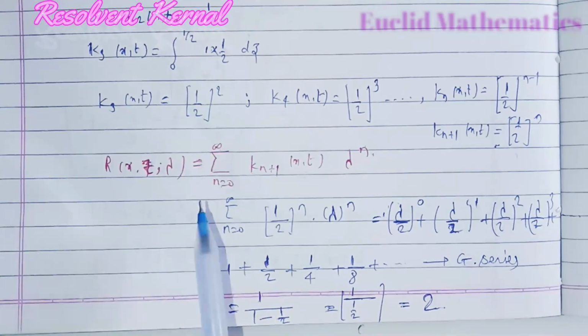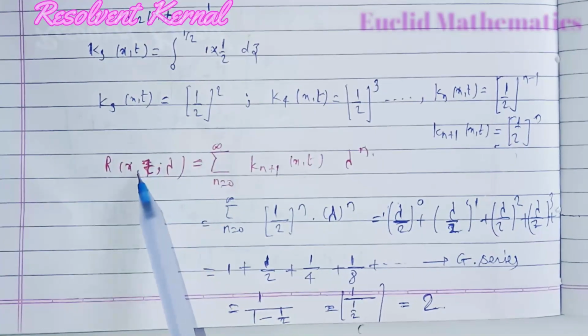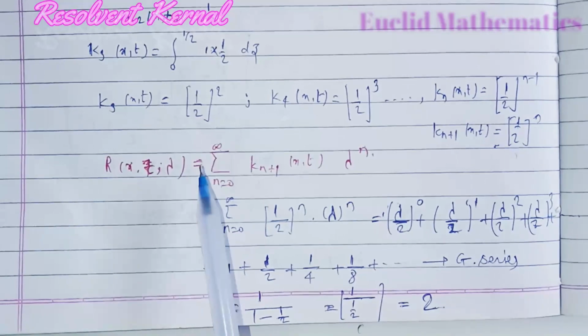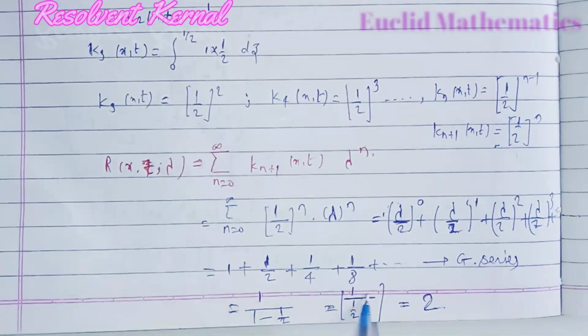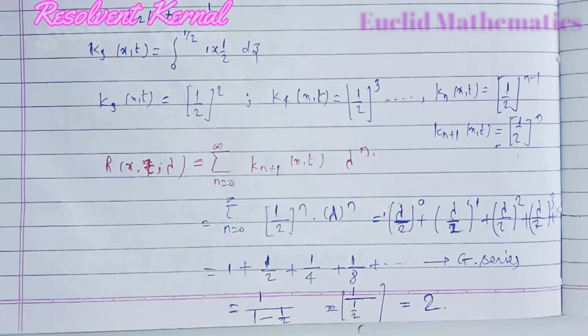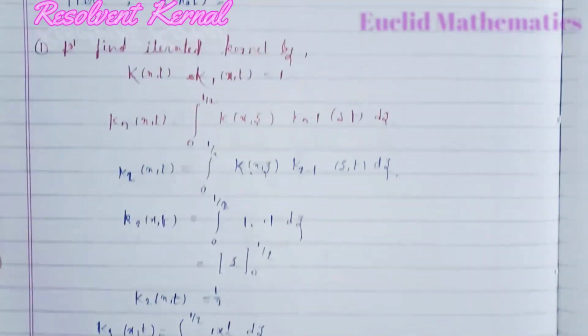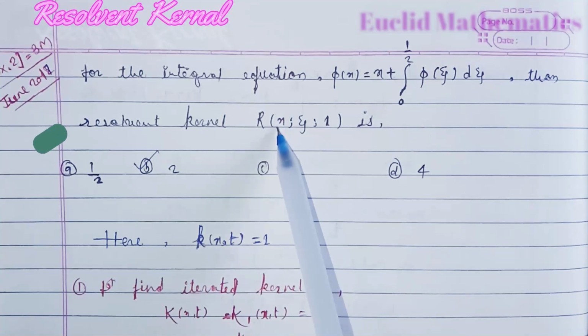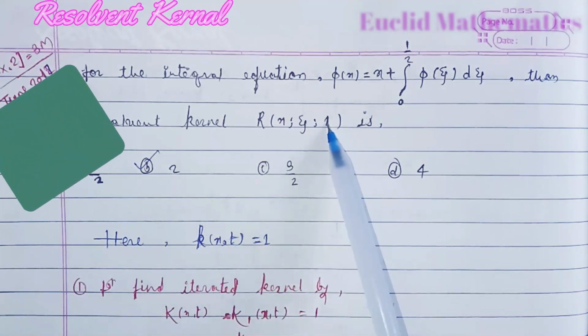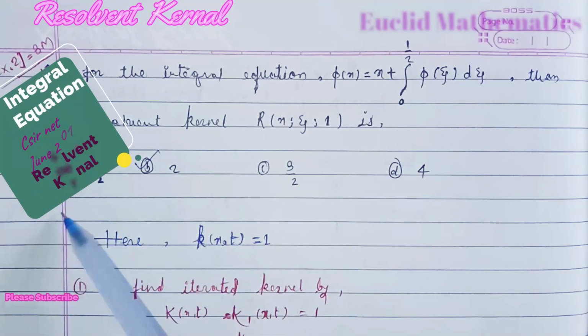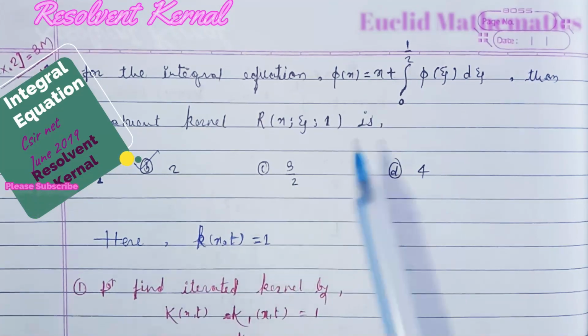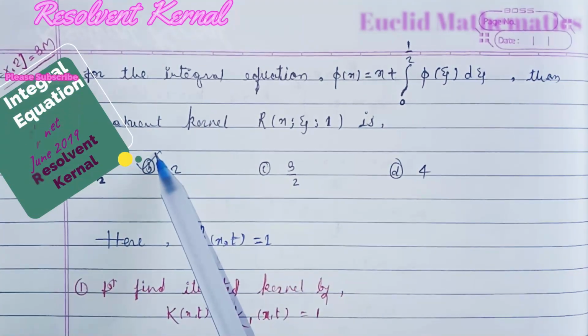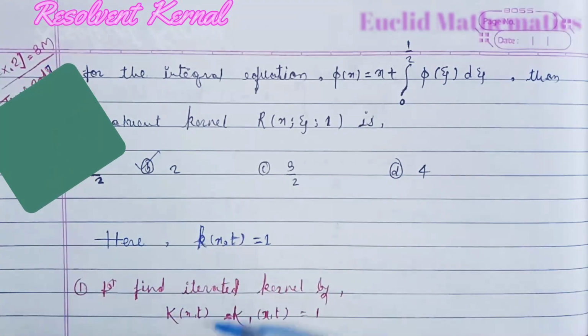So our resolvent kernel, the value for the resolvent kernel R of xt lambda, that means R of x zeta 1, is 2. Now let's check which option is correct from our given question. We want the resolvent kernel here, R of x zeta 1. So 1 by 2 is not possible, 3 by 2 is also not possible, and 4 is not possible. We got the exact answer as 2. This is the way to find the value for a resolvent kernel.